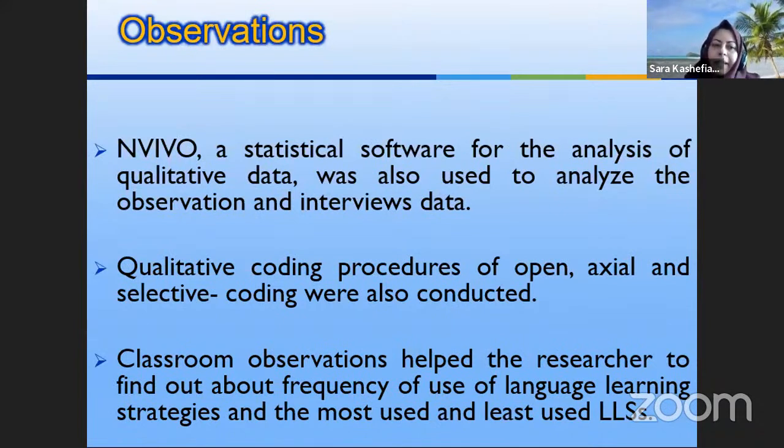NVivo is a software for the analysis of qualitative data, and it was used for the analysis of observation and interview data. Qualitative coding procedures of open coding, axial coding, and selective coding were conducted. Transcribed data were categorized through open coding. The categories were then refined through axial coding, and some themes were obtained and connected, and major code categories were identified through the selective coding procedure.